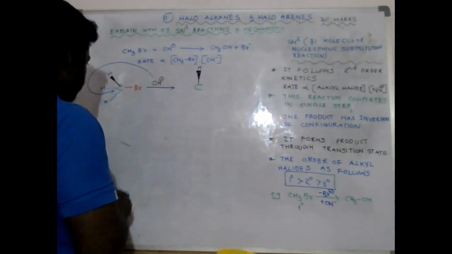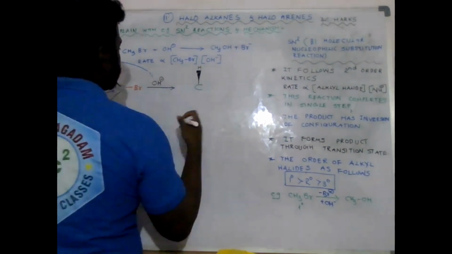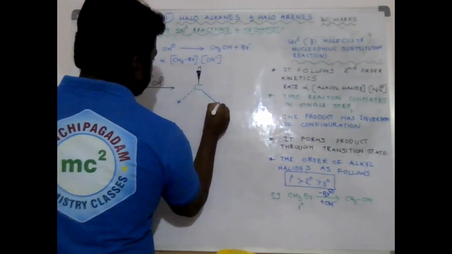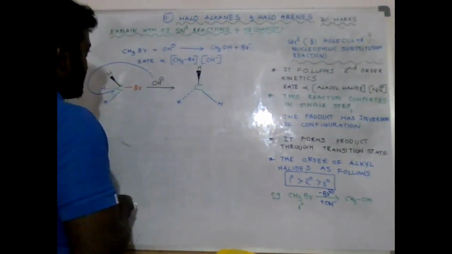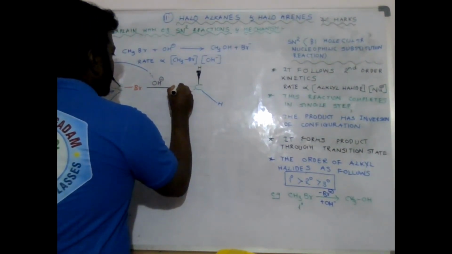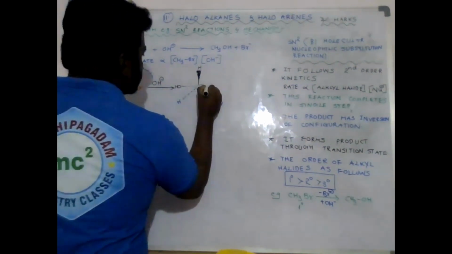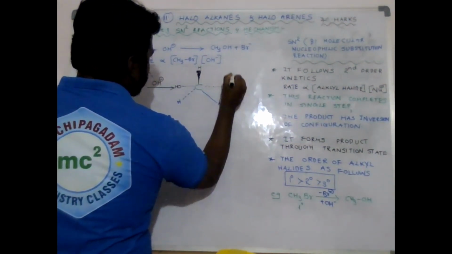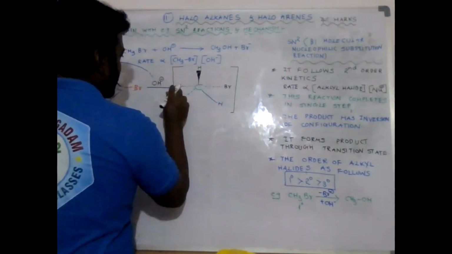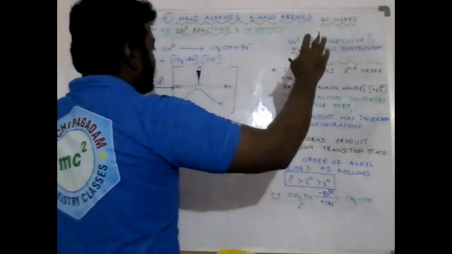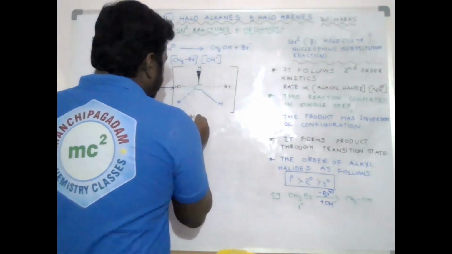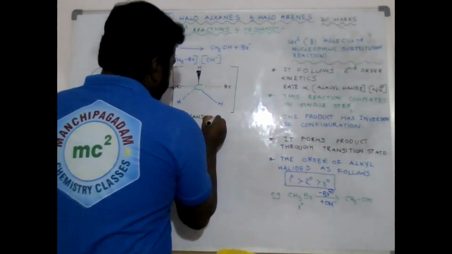And here one more dotted hydrogen will come like this. This is the dotted hydrogen. This is the normal hydrogen. Okay. And what is coming here? This OH minus is attacking. Here what will happen? This Br is leaving. So this carbon has OH attacking from this side, Br is leaving, simultaneously both of them happening here. So this state is called the transition state.